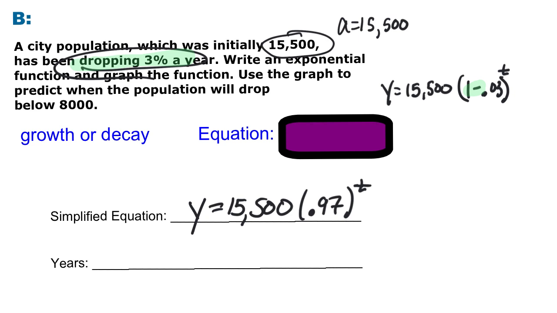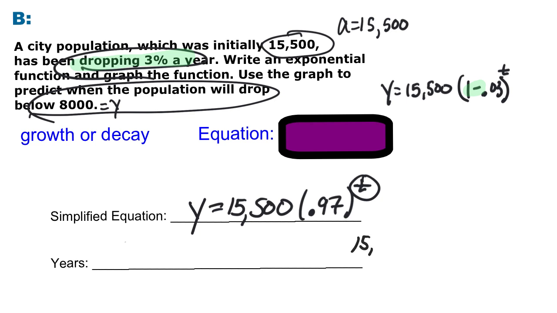Now it says, when will the population drop below 8,000? That's a y value. Okay. I could put numbers in for t to get close to 8,000, or I can use Desmos. Now on Desmos, remember, you're going to graph the equation, 15,500 times 0.97 to the t, or x. Then I'm going to graph y equals 8,000. I'm going to see where they intersect.